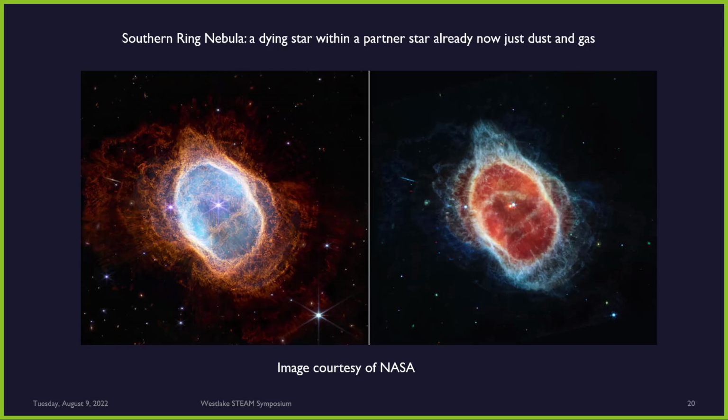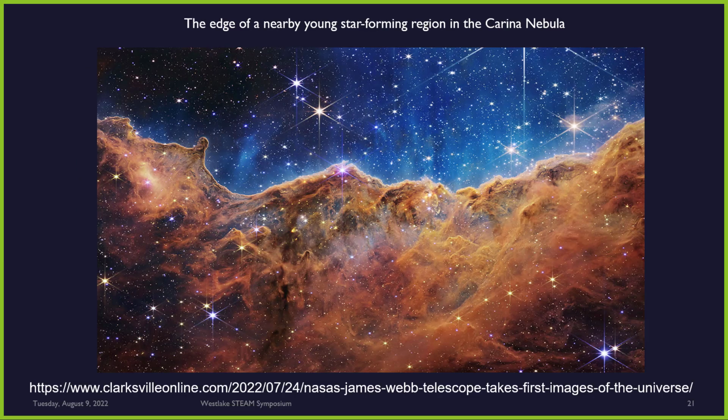This is the Southern Ring Nebula. It is a dying star within a partner star, already now just dust and gas. The dust and gas could become planets. This is the edge of a nearby young star-forming region in the Carina Nebula. The blue stars or blue galaxies are moving toward us. The red stars or red galaxies are moving away from us. You can see here the motion of energy and the edge of the energy resulting in particles, but all are part of the same waves.